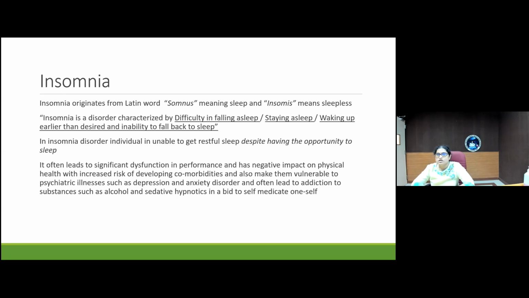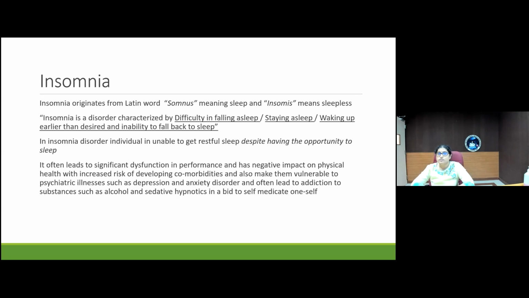So in insomnia disorder, the individual often is unable to get restful sleep despite having the opportunity to sleep. So this does not include an individual who is sleep deprived because of his work, or somebody who has a work schedule or travel schedule which does not enable him to sleep at night. Here we are looking at an individual who has all opportunity to sleep. He has a bedroom, he has a bed, he has everything available. Despite all of this, he cannot fall asleep. That is, the environment is amenable for sleeping, but he is unable to sleep.